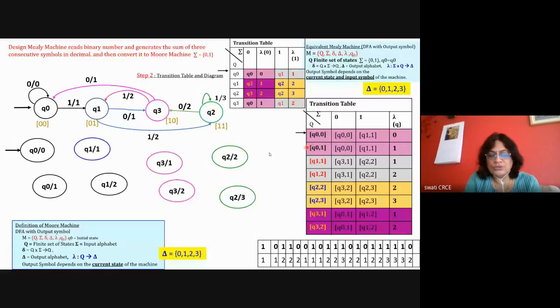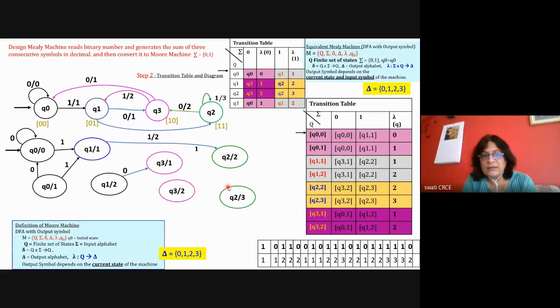With 0 it's going to Q00, with 1 Q11. Then Q01 with 0 is going to Q00. So draw that. Then with 1 it is going to Q11. Then Q11. I have drawn for Q12 first. So Q12 is going to Q31 and with 1 it is going to Q22. So I have drawn the diagram for Q11 and Q12, the transitions: 0 going to Q31 and 1 going to Q22, both of them.